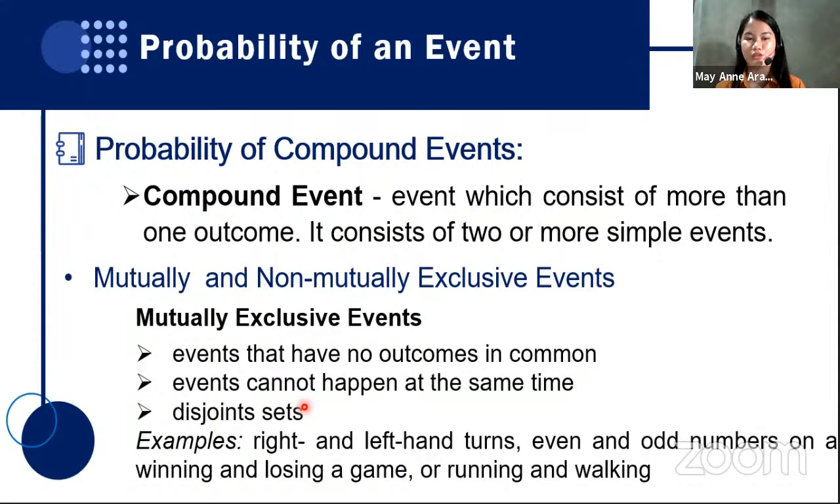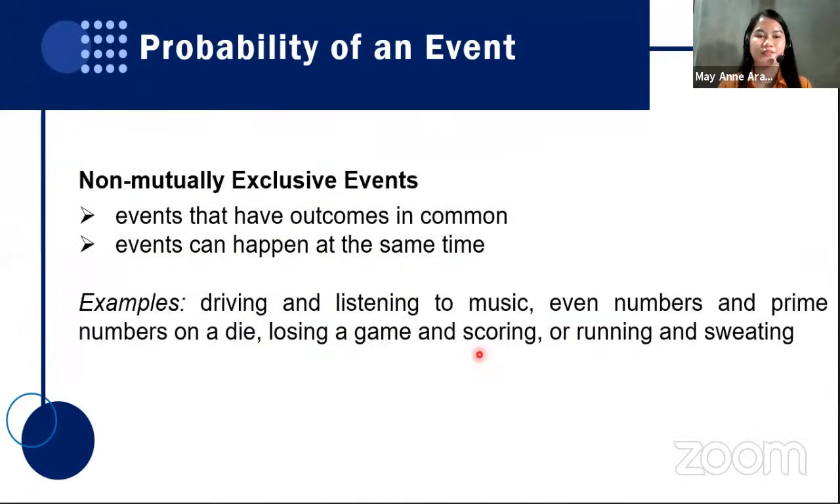So for you to identify mutually exclusive events, we have the right and left hand turns. You cannot do that at the same time. Then the even and odd numbers: a number cannot be even and odd at the same time. You can also not win and lose a game at the same time. Then you cannot run and walk at the same time. So these are examples of mutually exclusive events.